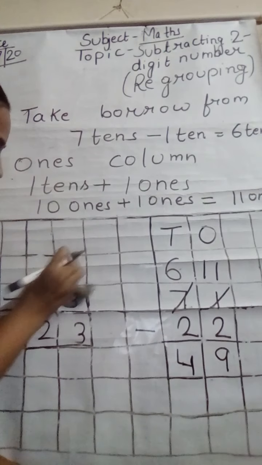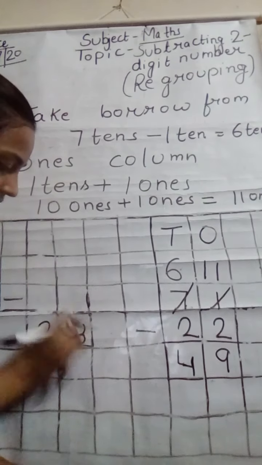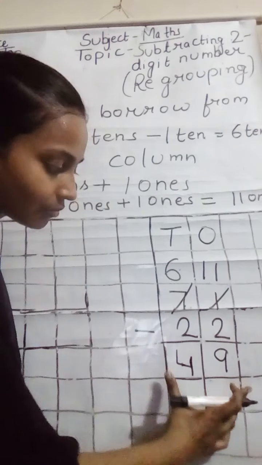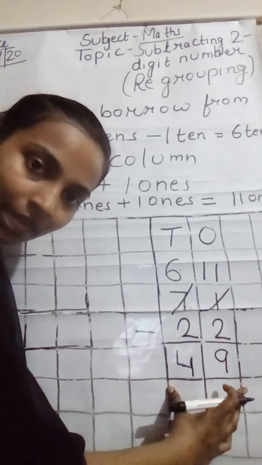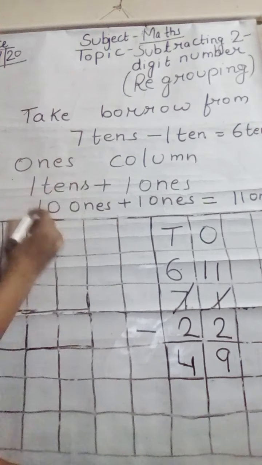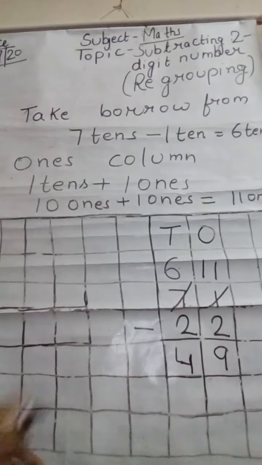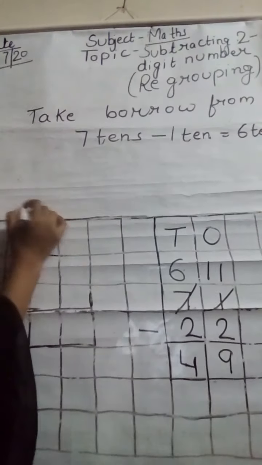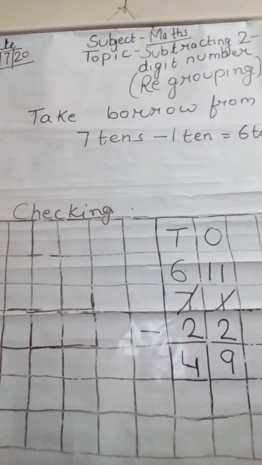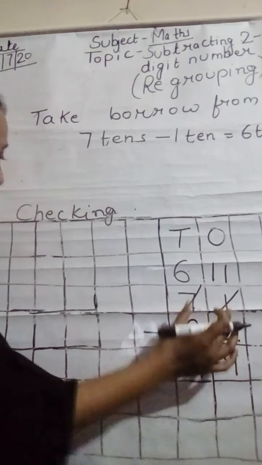Okay, now children, if we take this process for checking, in this process we do the subtraction, and in the checking process we do the addition. Okay, sorry, addition, not subtraction. So how do we have to check? We have to check with the process of addition. So checking. How do we have to check? We have to check this.